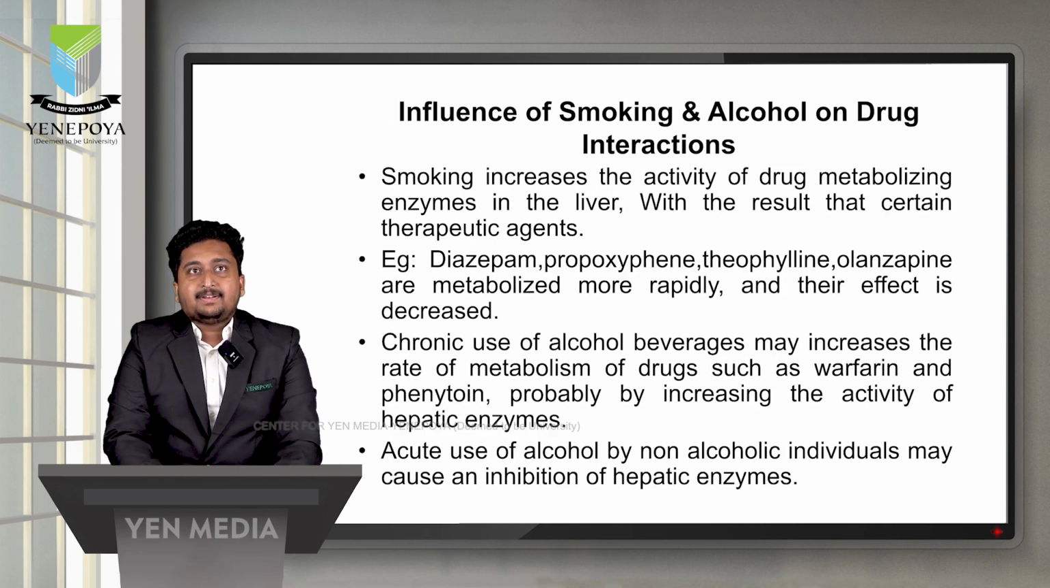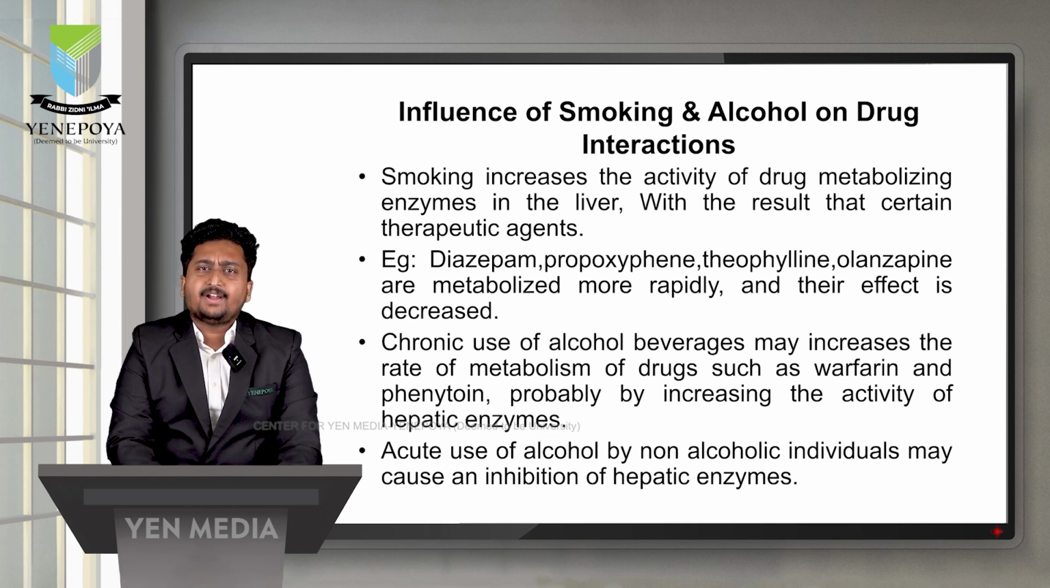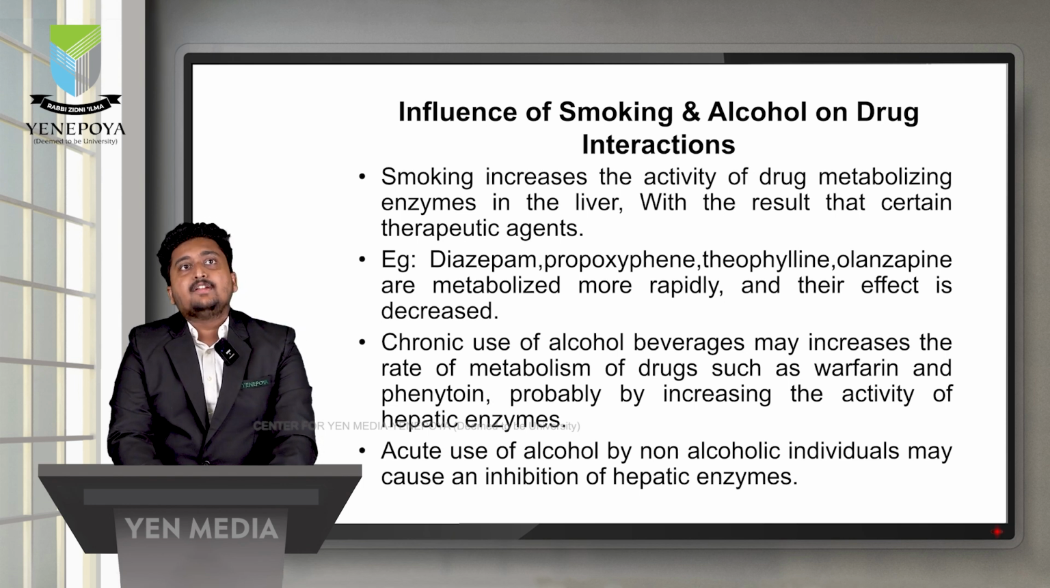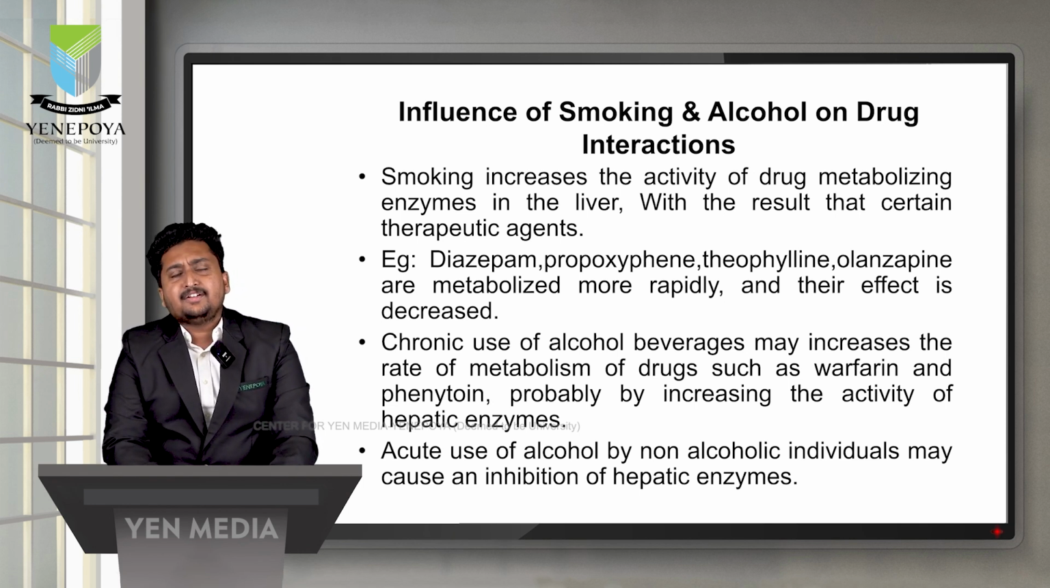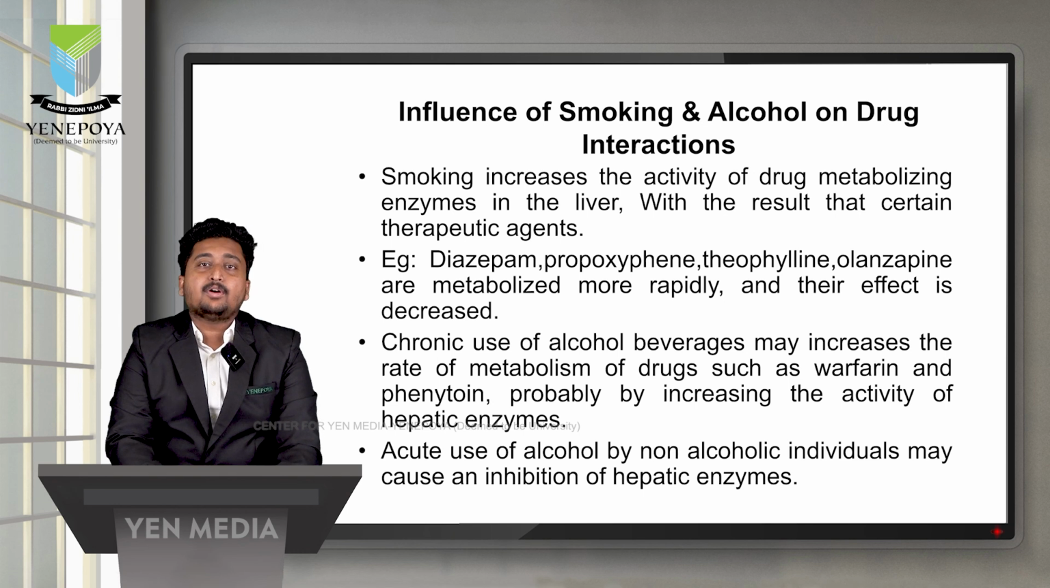So the next concept is the influence of smoking and alcohol on drug interactions. We know that smoking and alcohol have their own potential harmful effects. So what impact can they have on drugs? We have certain examples here. Smoking increases the activity of drug metabolizing enzymes in the liver, which might result in unwanted consequences.